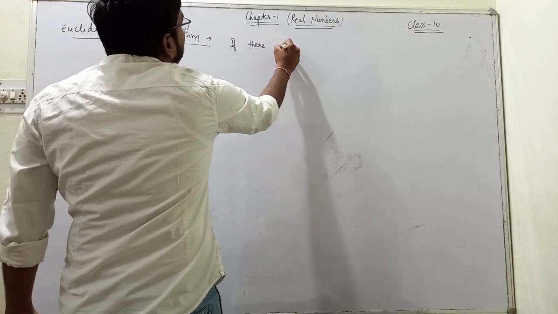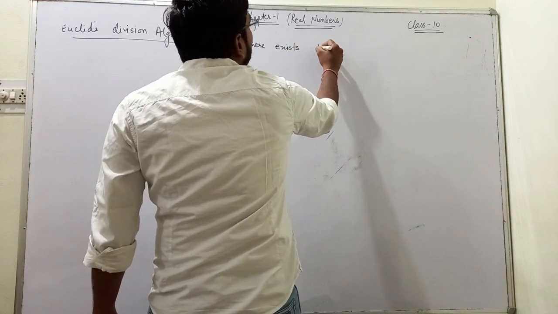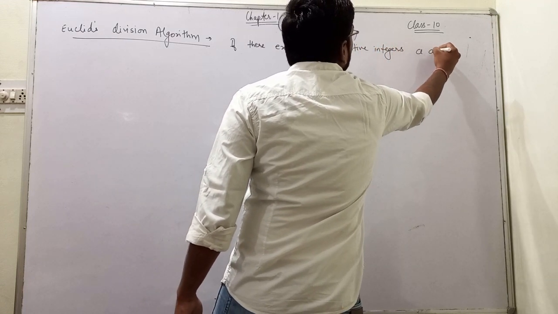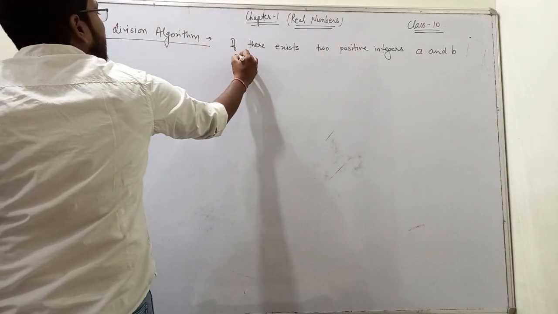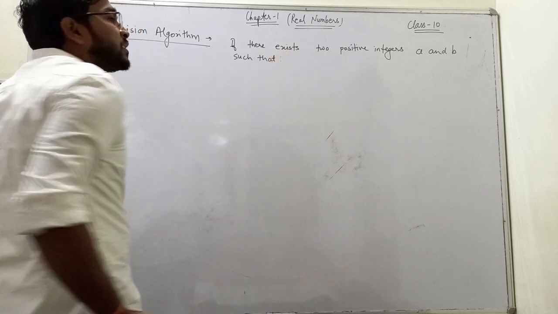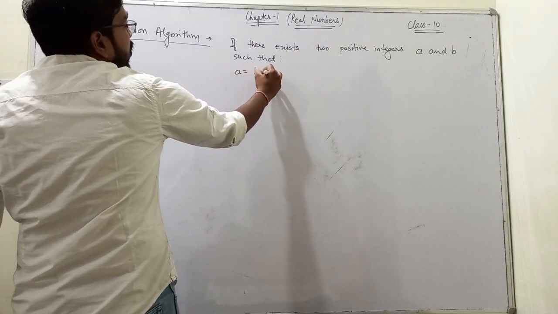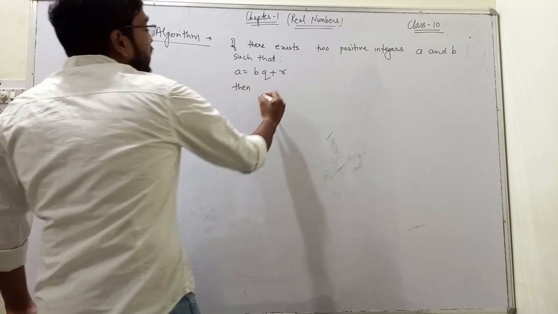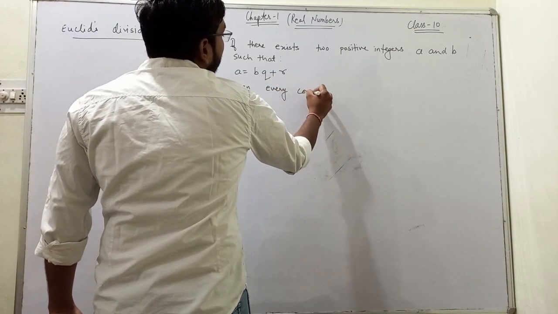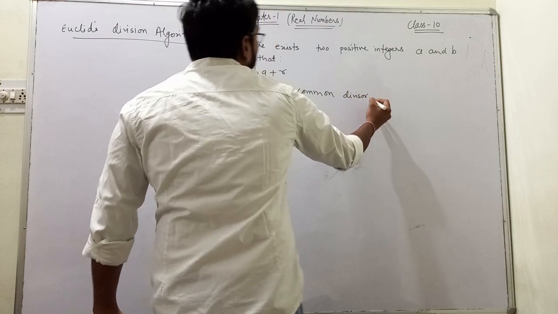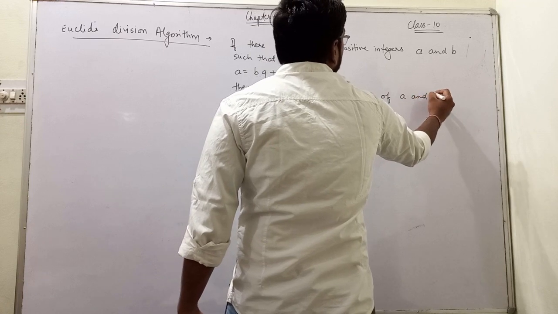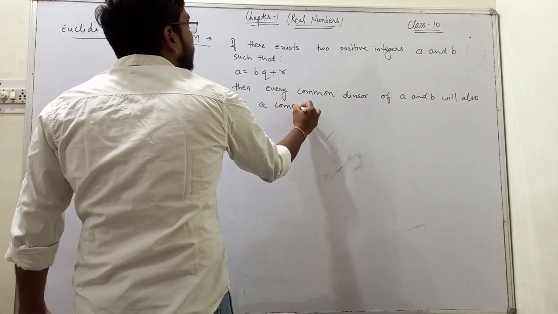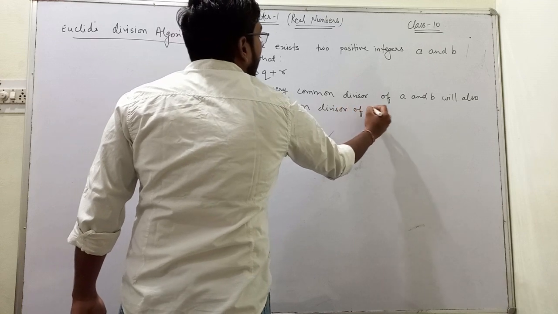if there exist two positive integers a and b such that, now the statement just looks like Euclid's division lemma, a equals bq plus r, then every common divisor of a and b will also be a common divisor of b and r.